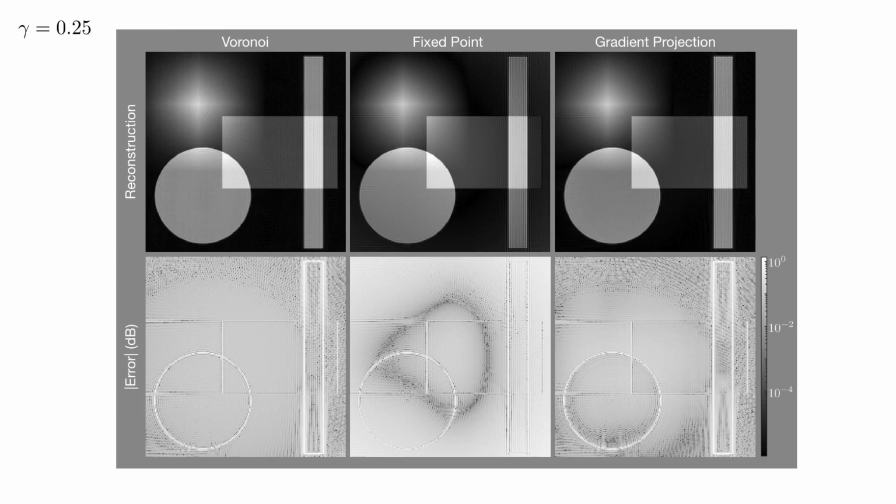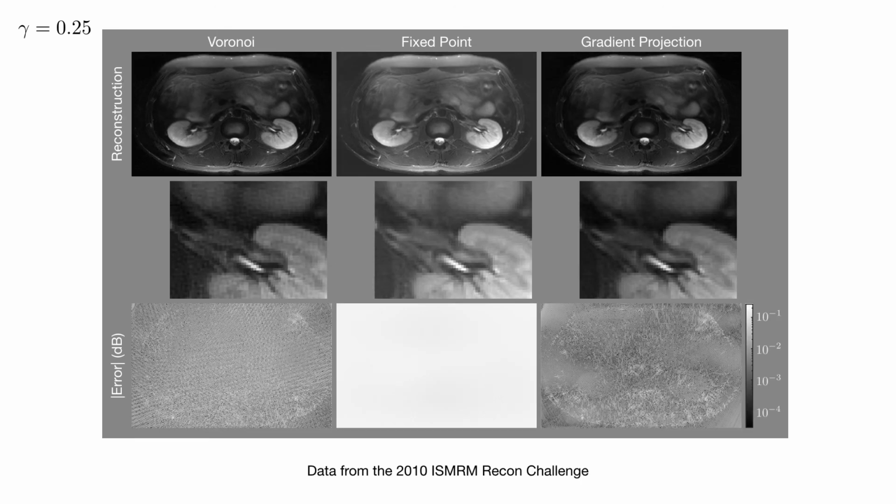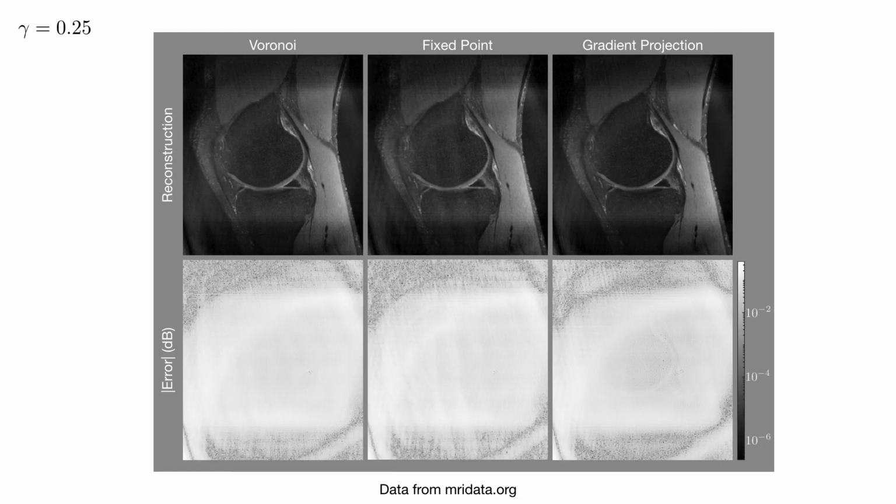Here are the results on the numerical phantom. Hopefully you can see that the error with the gradient projection algorithm is reduced in larger swaths of the image than in either the Voronoi or the fixed point iteration algorithms. Both are commonly used. Here are the results on the data from the 2010 ISMRM Recon Challenge, and again the same quality holds. And finally for the MRI data of the knee from mridata.org.